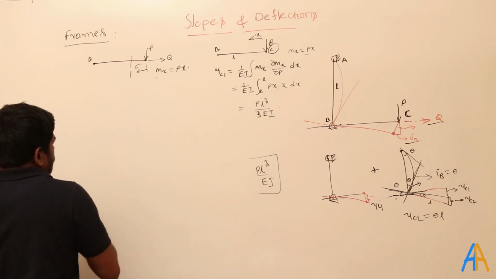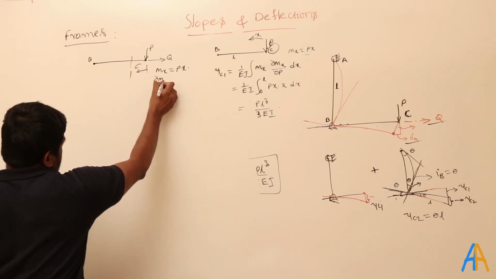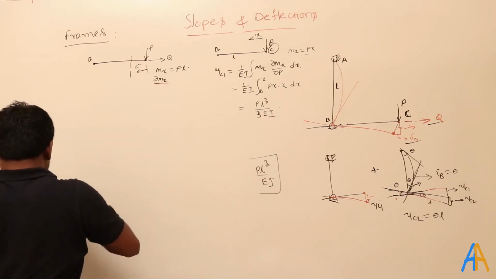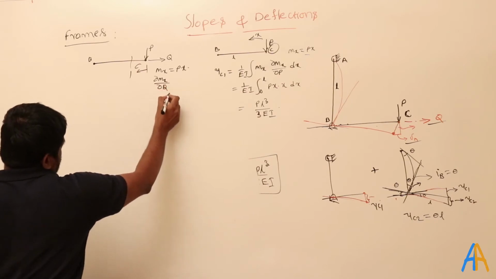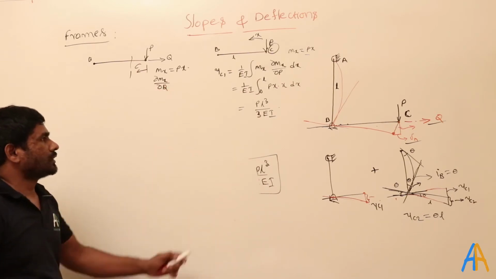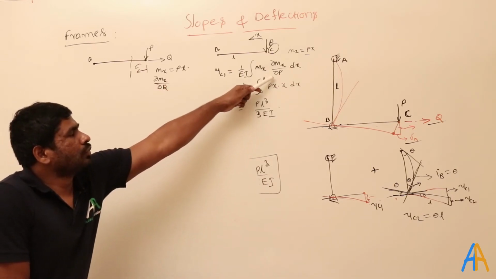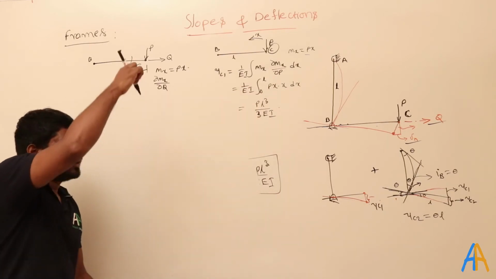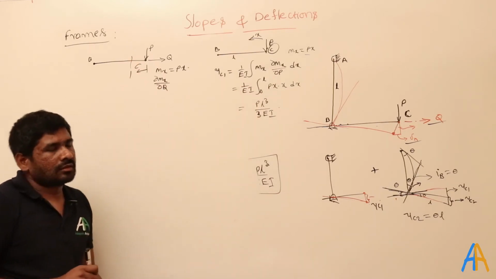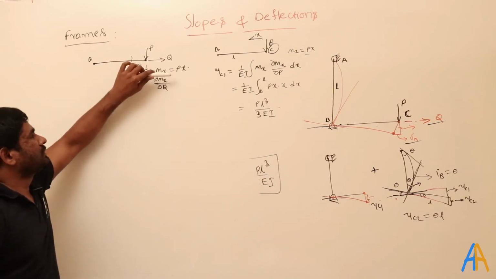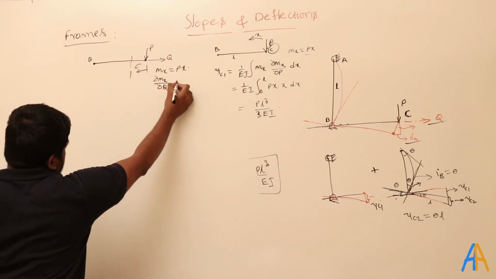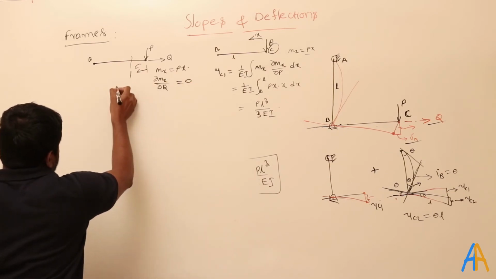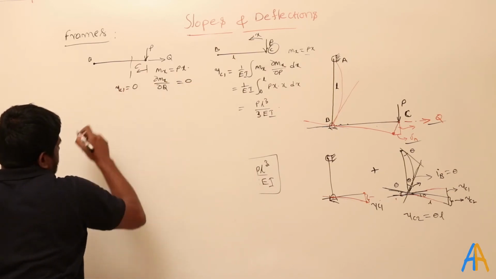Then what is happening? Dou mx divided by dou q I need to do. Here I have done dou p. Why? Because in the direction of the p. Here I want to find out the deflection in the direction of the q, so I need to do with respect to q. Then it will become 0. That means yc1 is becoming 0 here.